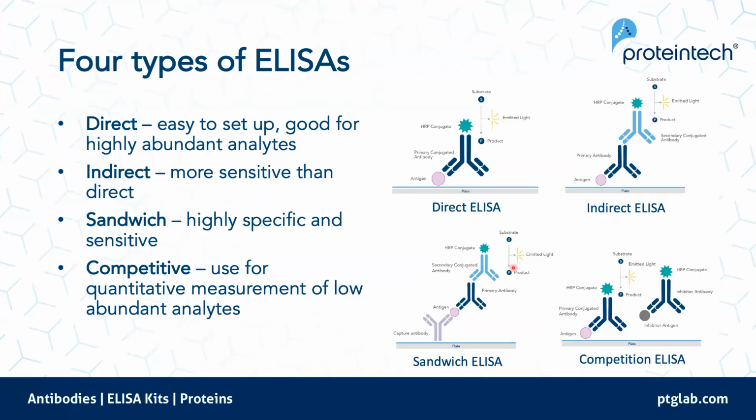And then for your sandwich ELISA, these are really specific and sensitive, and that's because you use pairs of antibodies. Essentially, you have a coating antibody, a capture antibody, and a detection antibody, and that allows for higher specificity. I'll talk a bit more about that in a second.